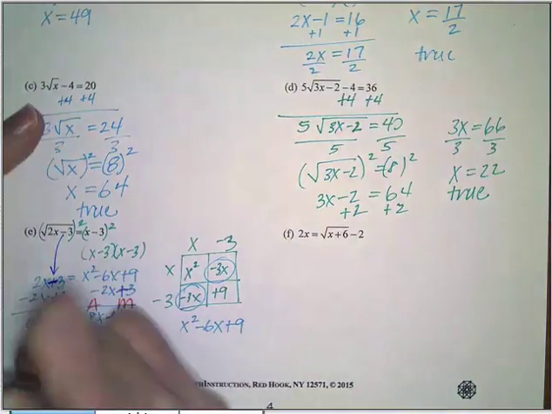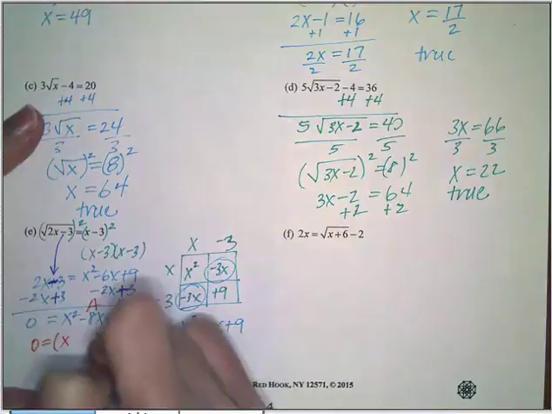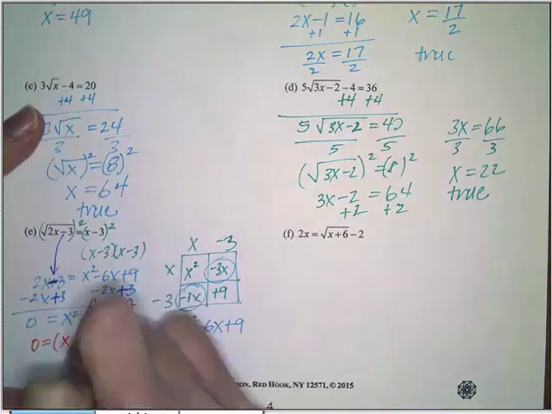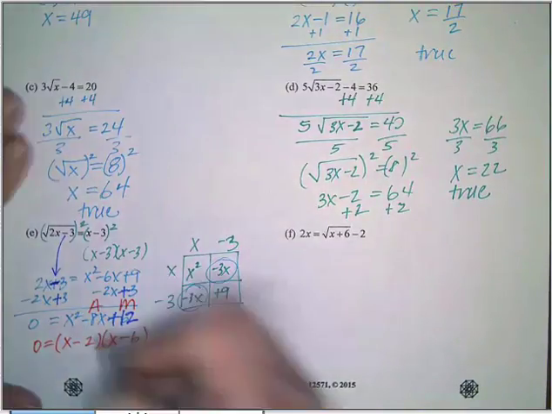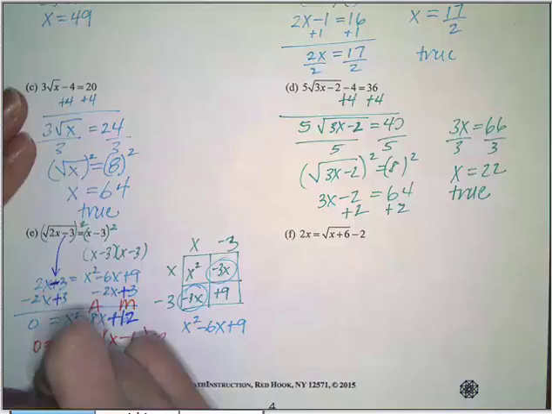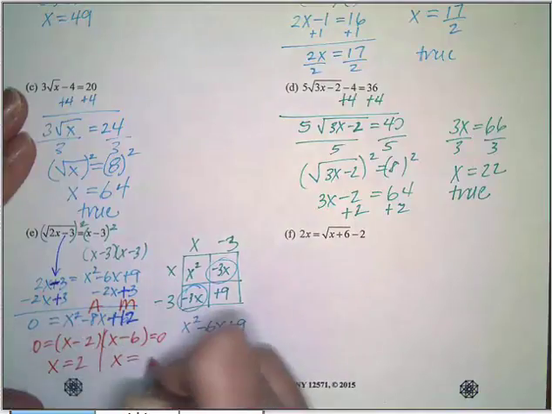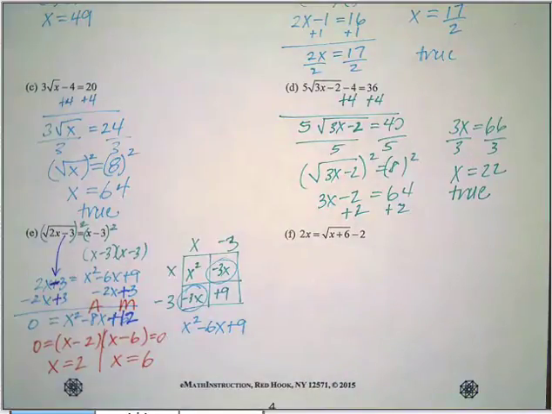So we have x and x. 6 and 2 multiply to 12, and negative 6 and negative 2 give me negative 8. So now I'm going to set each factor equal to 0 and solve. So x equals 2 and x equals 6. So I'm going to grab my calculator and check.